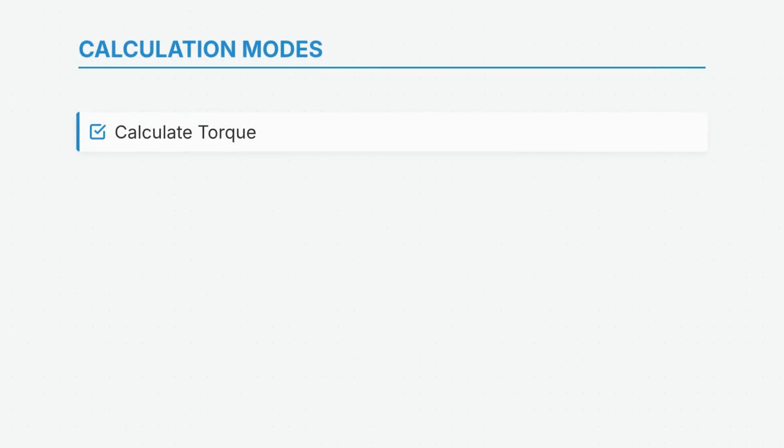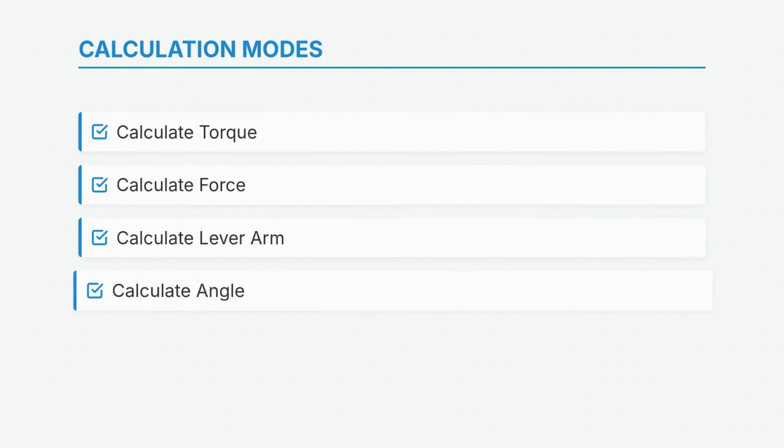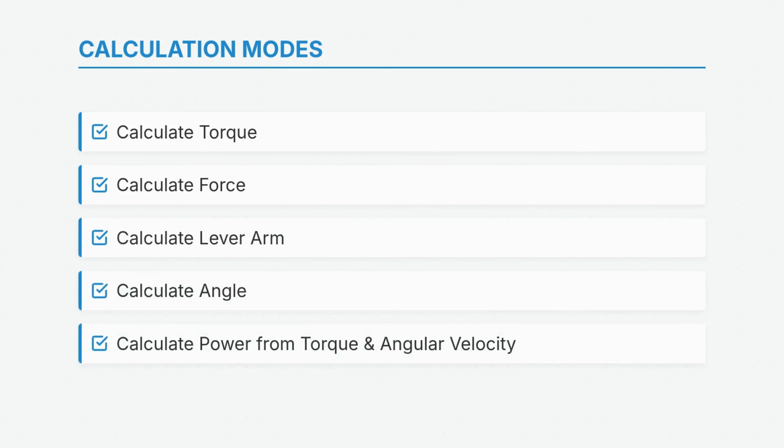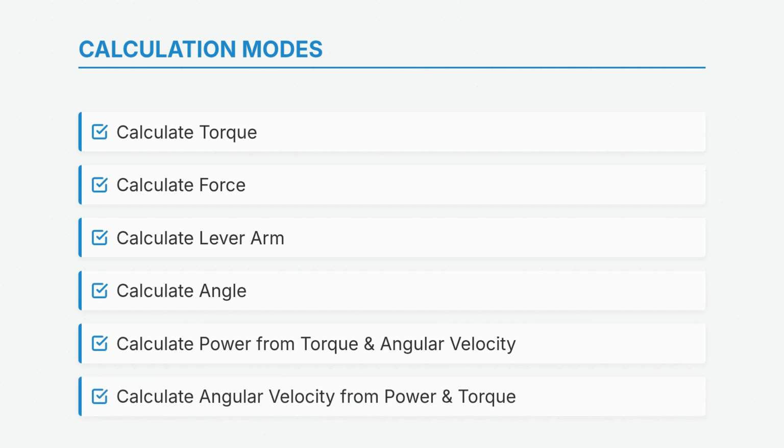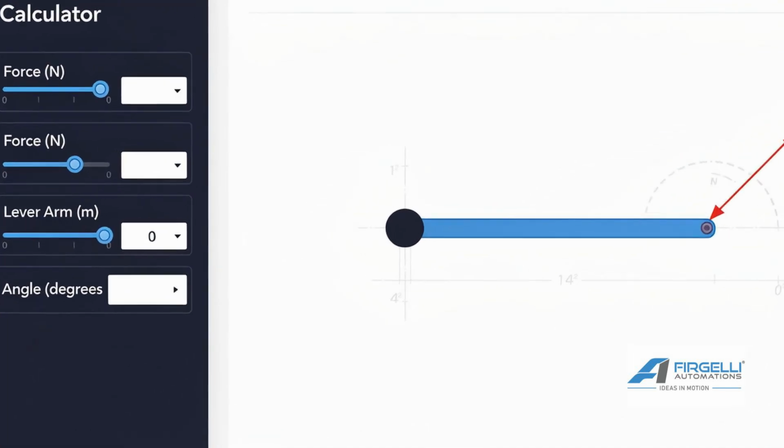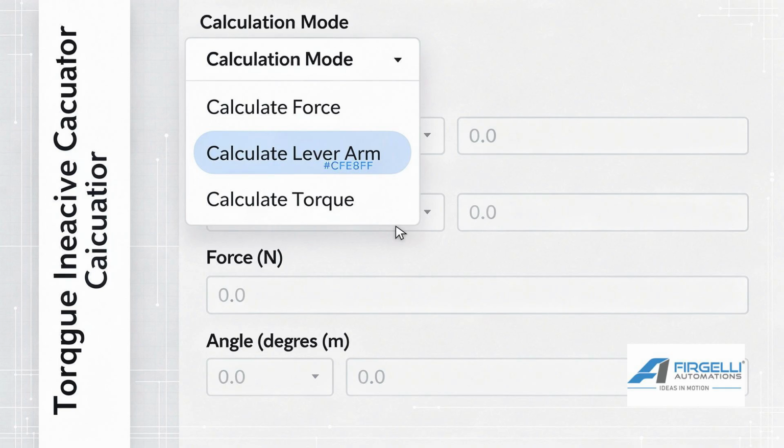First, you'll see the calculation mode drop-down menu with 6 options: calculate torque, calculate force, calculate lever arm, calculate angle, calculate power from torque and angular velocity, and calculate angular velocity from power and torque. For this demonstration, I'm using calculate torque.